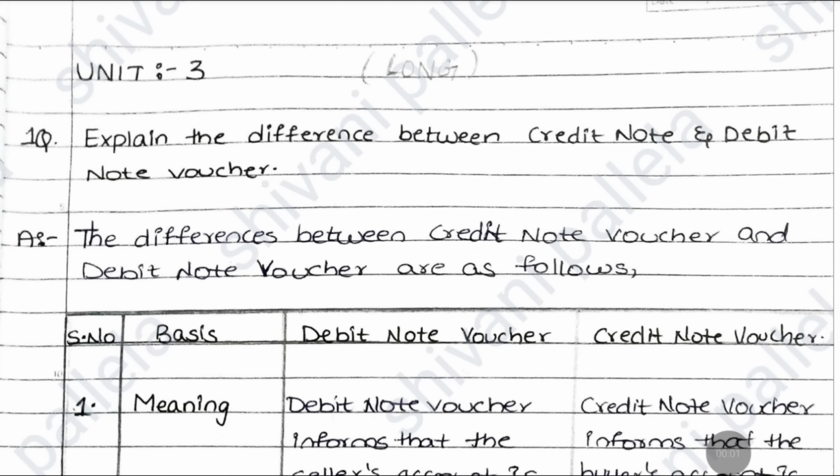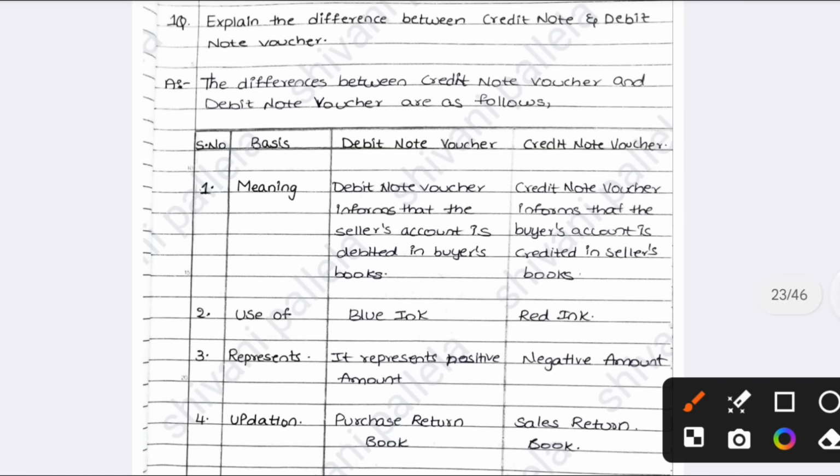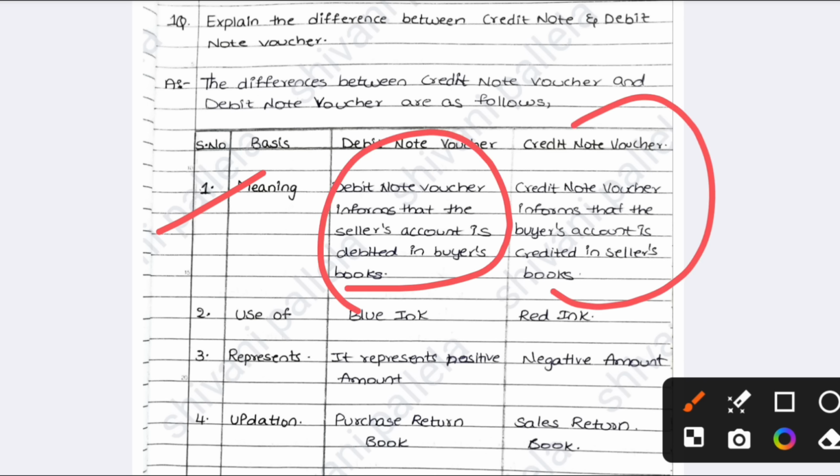Unit number 3. In Unit number 3, the first important question is differences between debit note and credit note. The first difference: the debit note is in the seller's account. Seller account is debited. Here the buyer account is credited. So the seller account will have the debit note, and the buyer account will have the credit note voucher. Debit note is in blue ink, credit note will be in red ink.